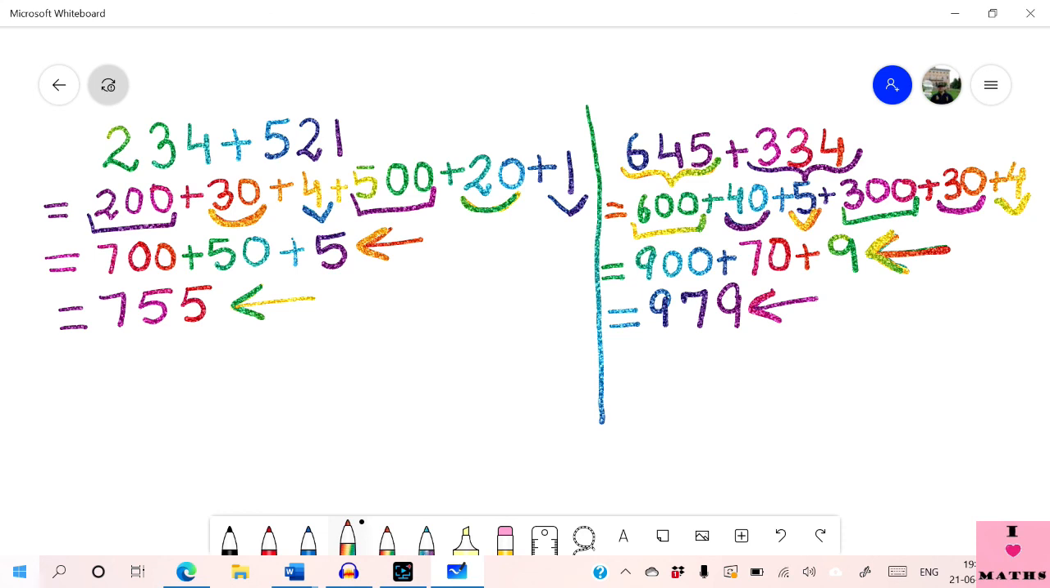I hope children you would have understood how to add two numbers using their expanded form. That's all for today. Please practice. It's not at all difficult. If you practice, you will find it very, very easy and comfortable.